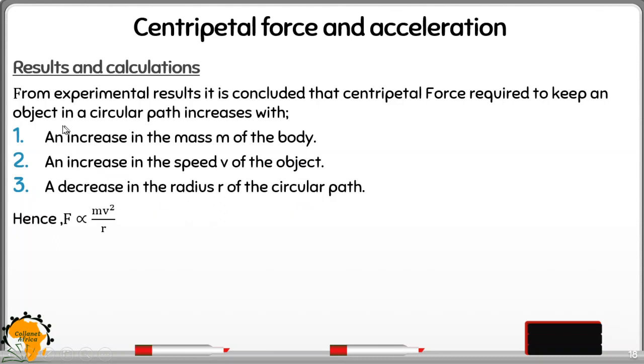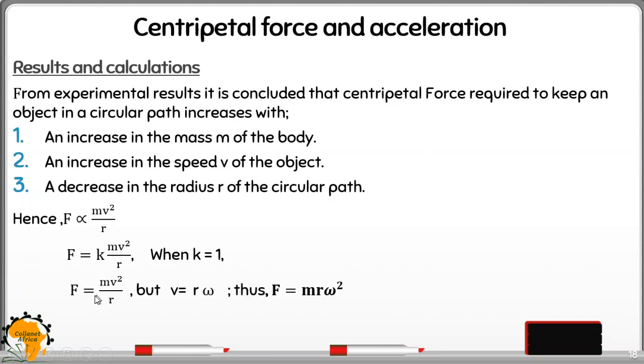So mathematically, all these we can combine in a formula where we say that our centripetal force F is directly proportional to mass, is directly proportional to v squared, and is inversely proportional to the radius of the circular path. So if we replace the sign of proportionality with an equal sign and a constant, and then we put that constant k to be equal to 1, then our equation becomes F equals mv squared over r.